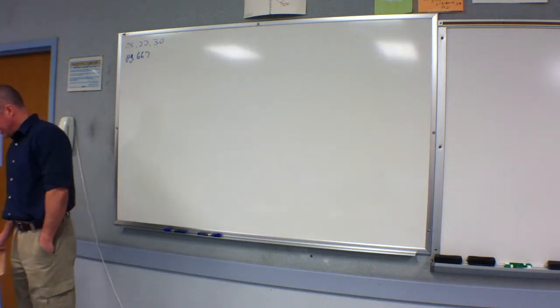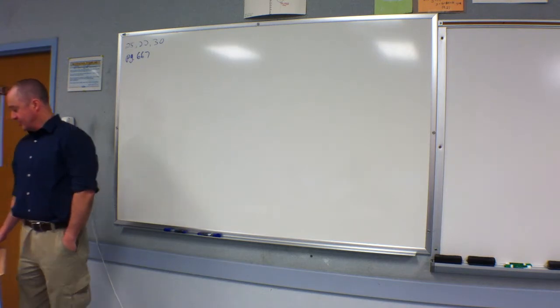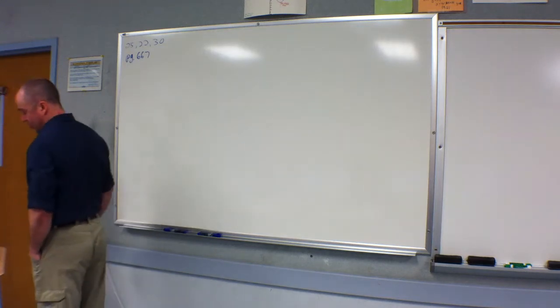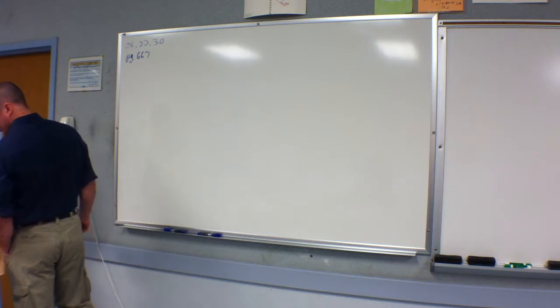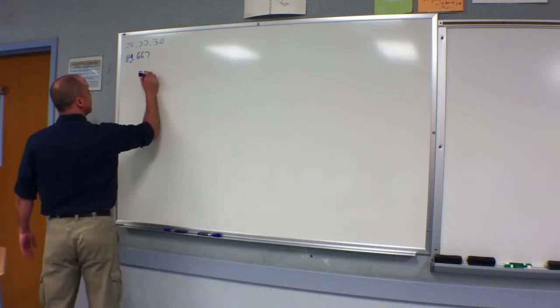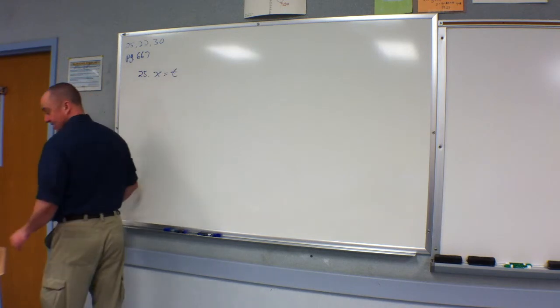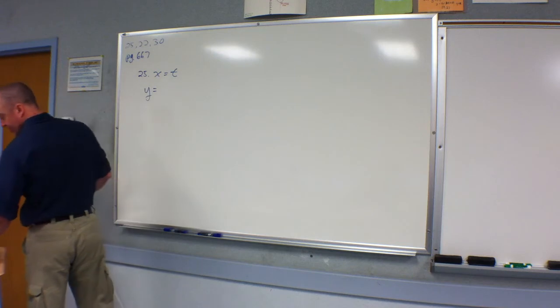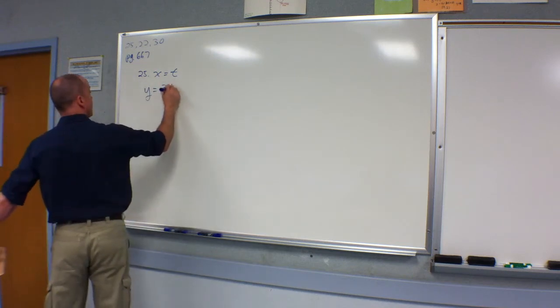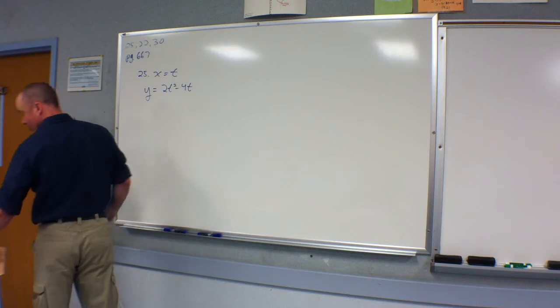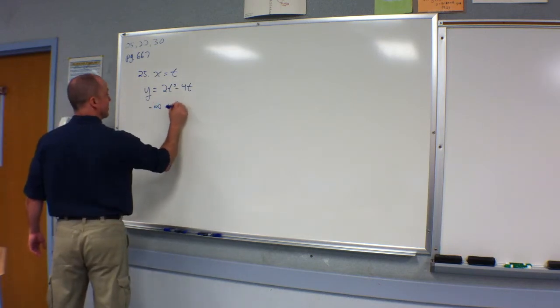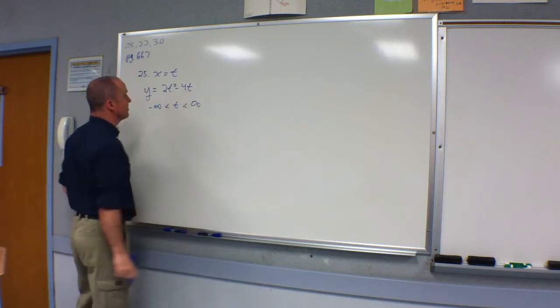Number 25. We are going over parametric forms of conics, and the directions say: find the rectangular equation of the curve whose parametric equations are given, then graph the equation using arrows to indicate orientation, which I was calling direction. Number 25 says x equals t, y equals 2t squared minus 4t, and t ranges over all real numbers.